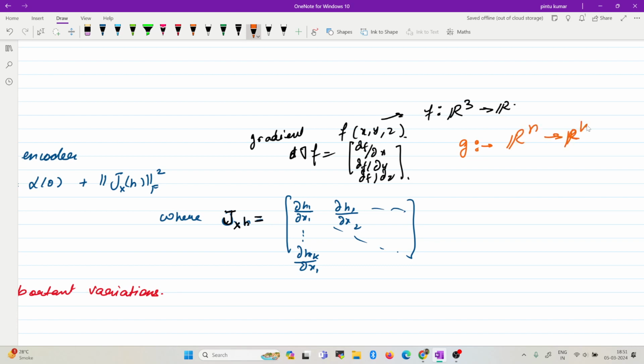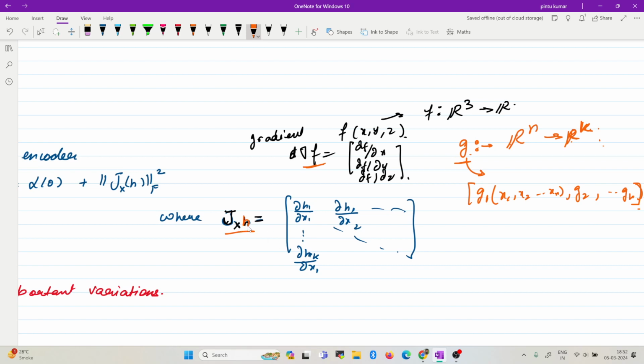Now let's say you have some function g, which is a function from Rn to Rk. These kind of functions do exist, right? How do we define something similar to the gradient for this case? That term is called the Jacobian. So if this is a function from Rn to Rk, then g would look something like this: there would be some g1, which is a function of x1, x2 to xn. Then there would be some g2 till gk, right?